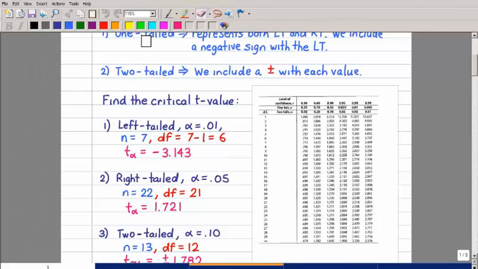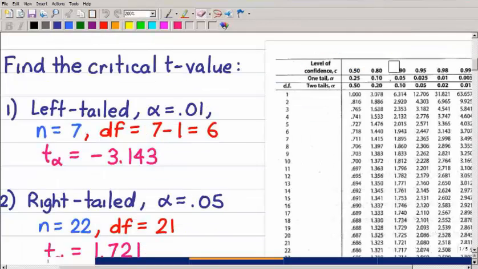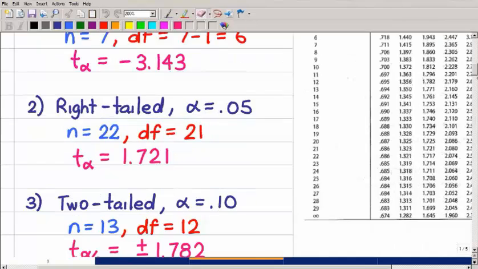All right. So here's some examples I've already done. A left-tailed alpha 0.01 with n equals 7. So if n equals 7, our degrees of freedom will be 6. So left-tailed is a one-tail, 0.01. There I have a box above the column, 0.01. I would go down to 6 degrees of freedom, and right below my box there is the number 3.143. But that's left-tailed, so that means our value will be negative. Pay careful attention.